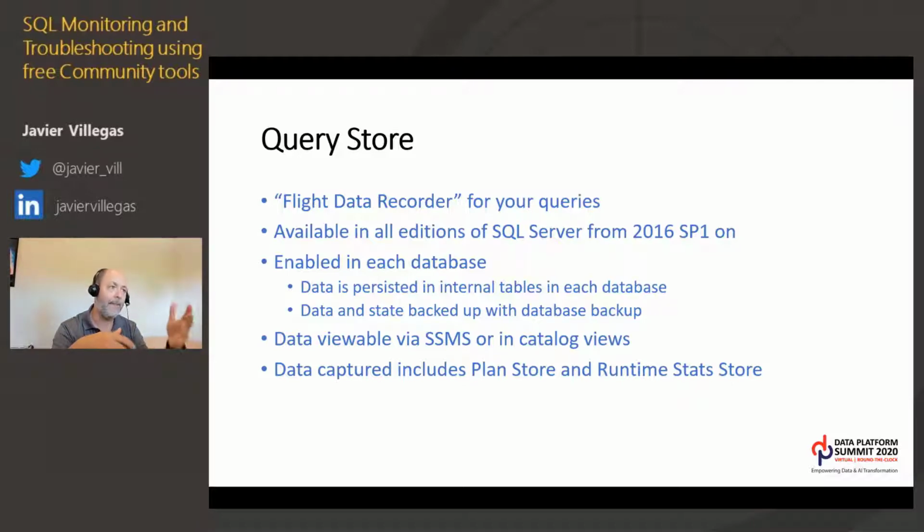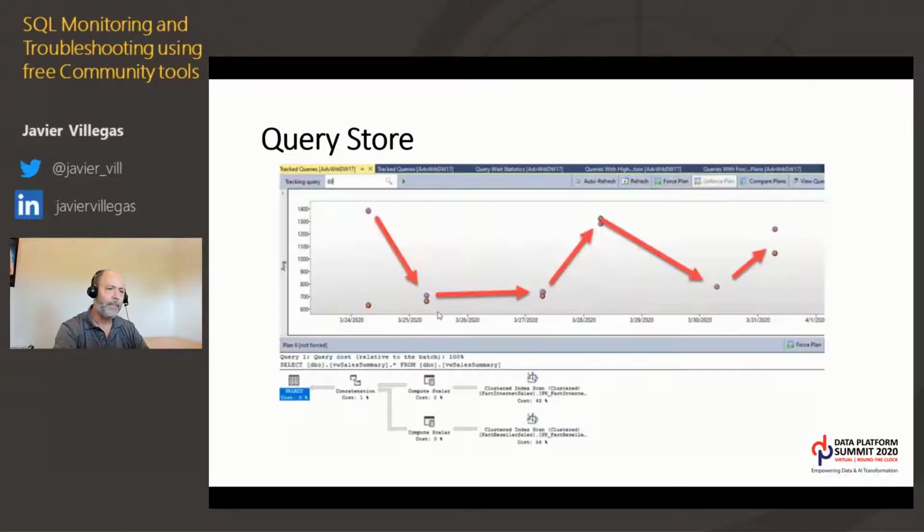So you enable Query Store, and you will have within this dashboard in Management Studio the possibility of checking the information captured by Query Store. Here we have some examples of how we get the data from Query Store, right? For example, one particular process, how it was executed over time.